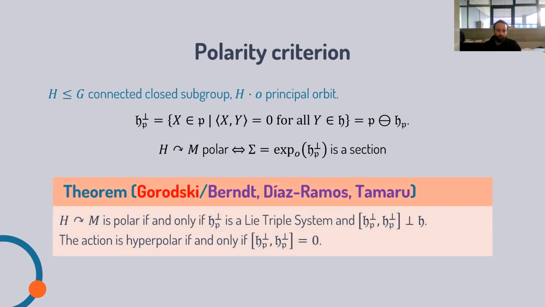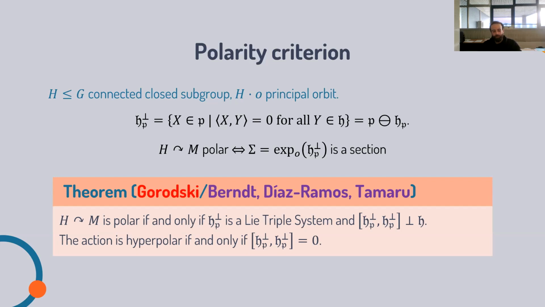The action of H over M is polar if and only if H hyperb is a Lie triple system and the bracket of H hyperb with itself remains orthogonal to H. And simply remember that flat totally geodesic submanifolds correspond to abelian subspaces. So from here we get a very simple criterion for hyperpolarity. The action is hyperpolar if and only if H hyperb is a maximal abelian subspace.